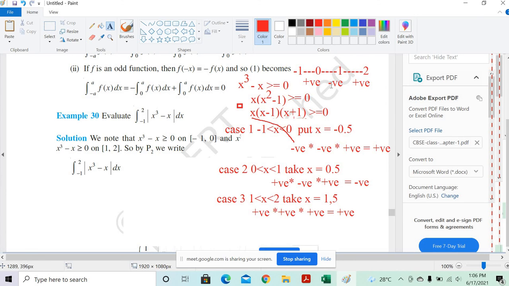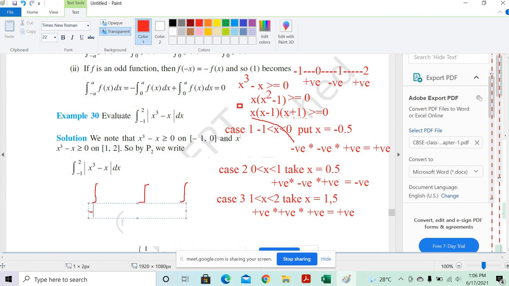See, we only need to check for the negative value. Why do we have to check for the negative? Because when you open this absolute sign, we have to multiply the entire expression with minus, then this function will become positive, right? So here we have to write like this, 3 limits. First limit is minus 1 to 0.